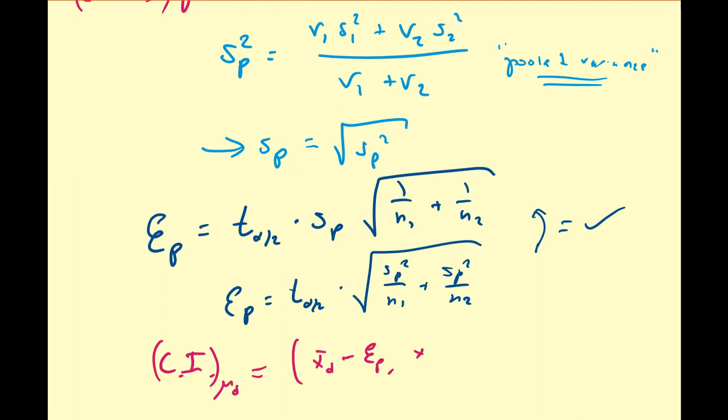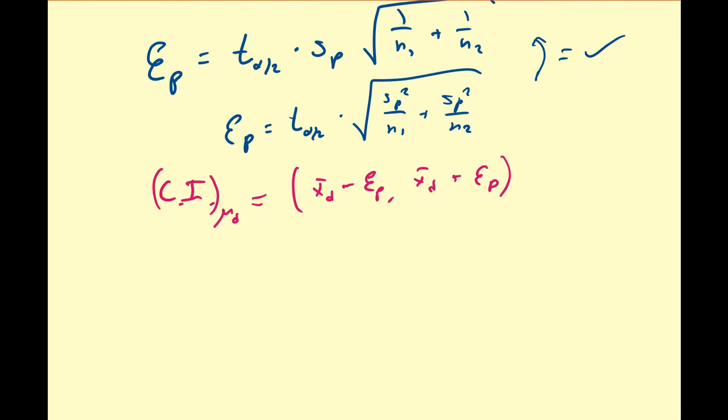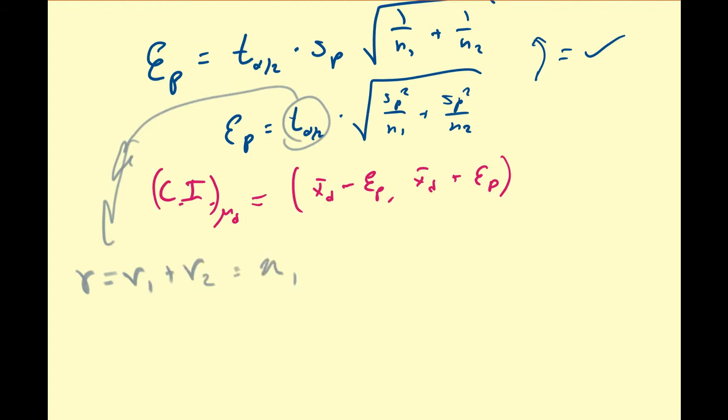And you would conduct the hypothesis test in the same exact manner. And here, the degrees of freedom for your t distribution is equal to nu 1 plus nu 2, or N1 plus N2 minus 2. They are the same exact thing.